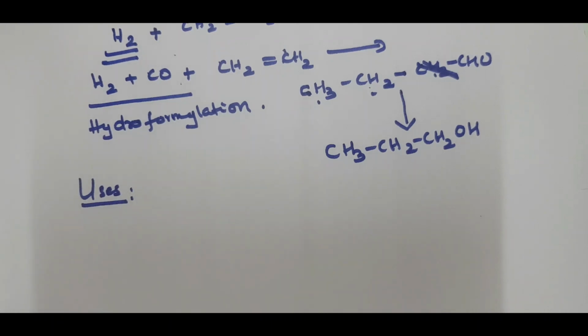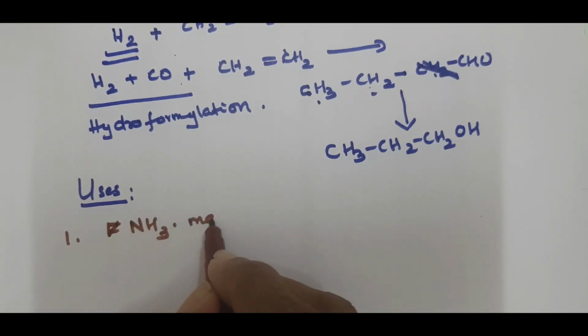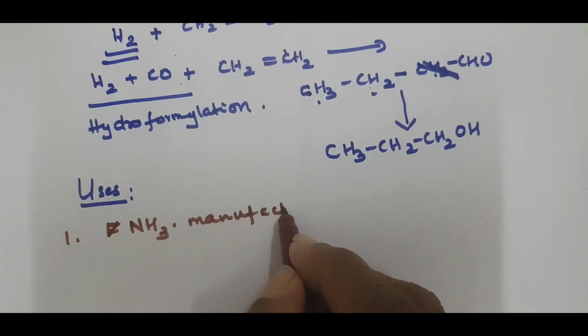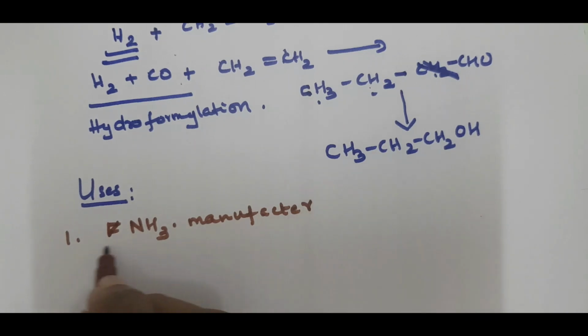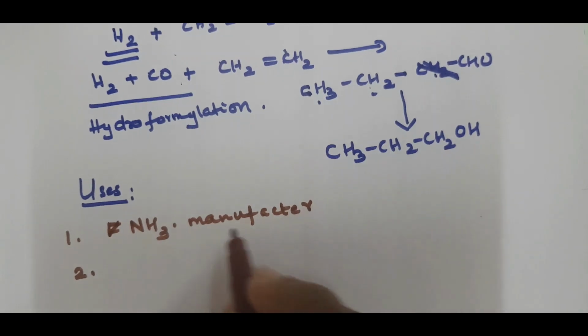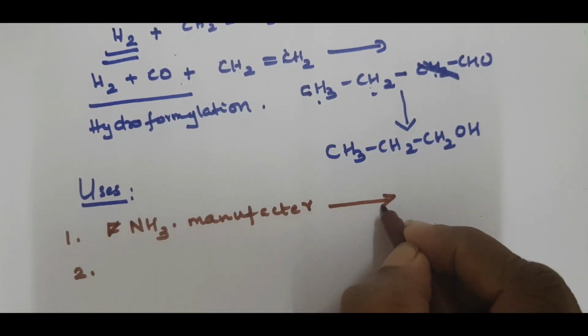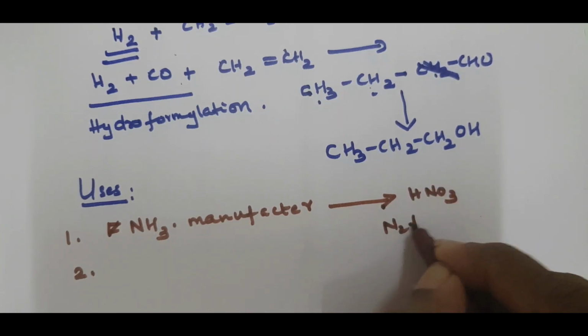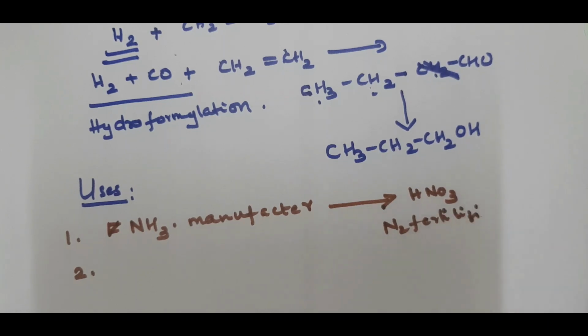The last topic in hydrogen is the uses of hydrogen. There are so many uses of hydrogen, and you just have to learn two or three useful ones. First, hydrogen is used in the manufacture of ammonia, a very important use. The process is called Haber's process. This ammonia is in turn used in the synthesis of nitric acid and nitrogen fertilizers.